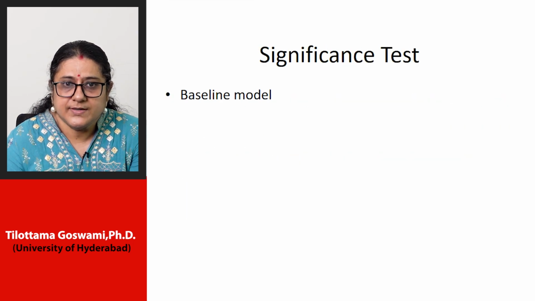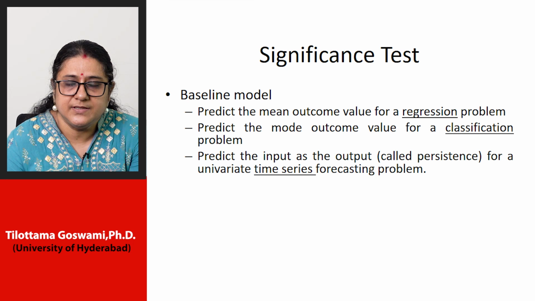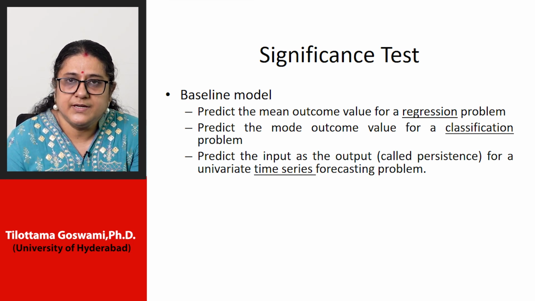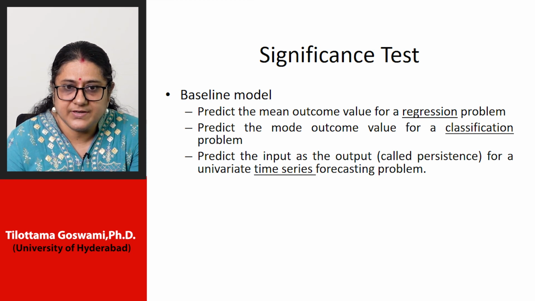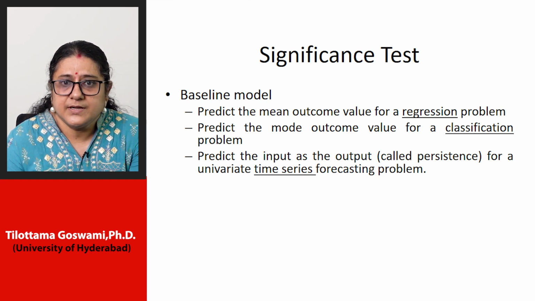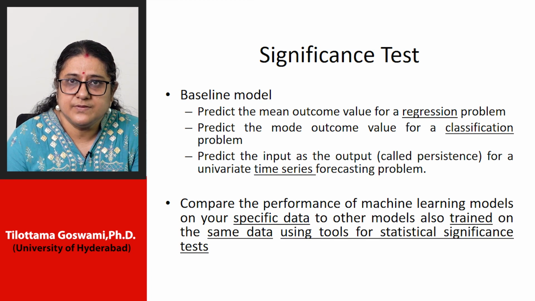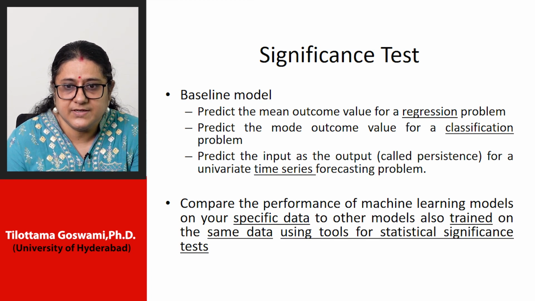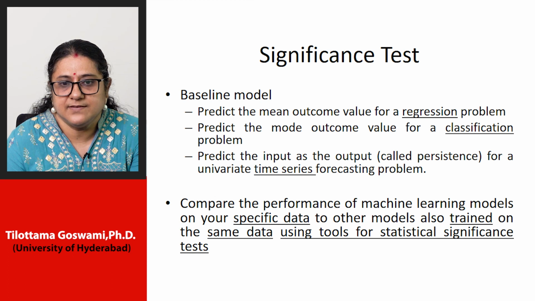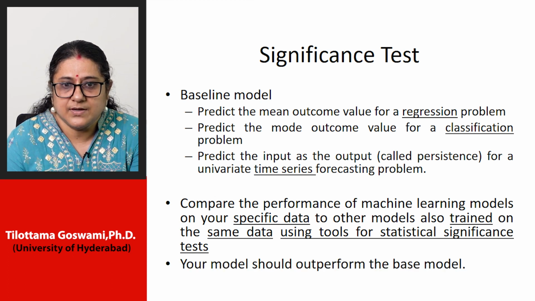Where it is used, like in the baseline model, we can predict the mean outcome value for a regression problem, we can predict the class for a classification problem, or we can predict the input as the output for a forecasting problem. So when comparing the performance of machine learning models on specific data to baseline models also trained on the same data, we can use tools for statistical significance tests to see whether our model outperforms the baseline or not.